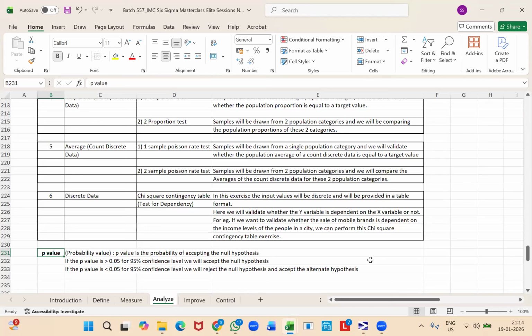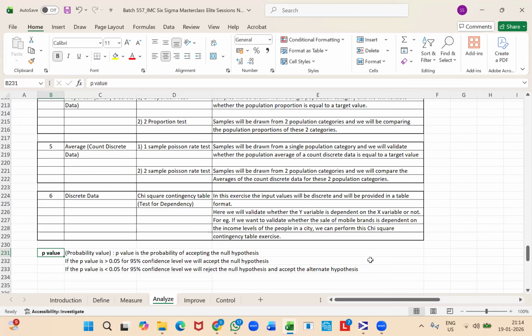So if you would remember for the run chart exercise, I had mentioned that we need to look at this metric called p-value if you are creating the run chart using Minitab. Similarly, when we perform the normality test in Minitab, we again looked at this metric called p-value. So p-value is going to be a very, very important metric provided by Minitab.